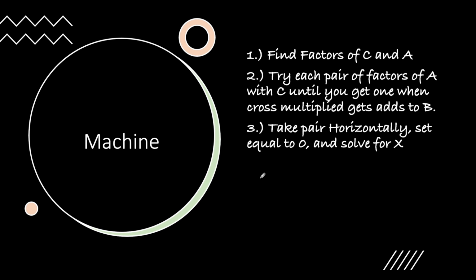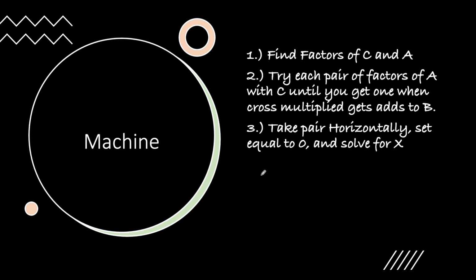Okay, our next method for factoring is the machine. Now there's two things we have to know before using the machine. Number 1, our equation has to be in standard form. And number 2, a has to be greater than 1. So the first step is to find factors of c and a and list them out. Our second step is to try each pair of factors of a with c until we get one that, when cross multiplied, gets added to b. Lastly, we take pairs horizontally, set equal to 0, and solve for x.